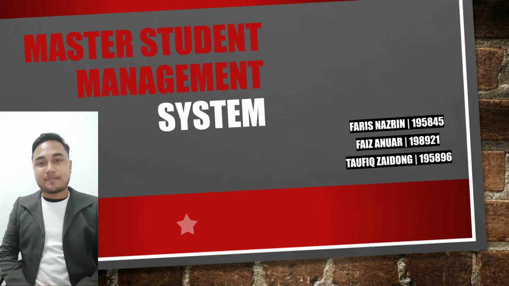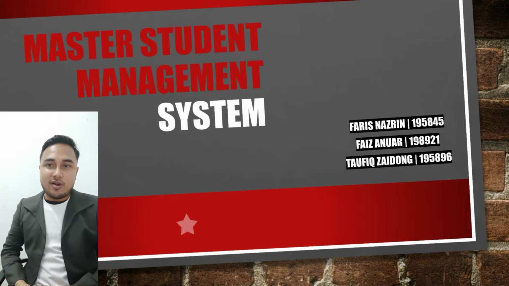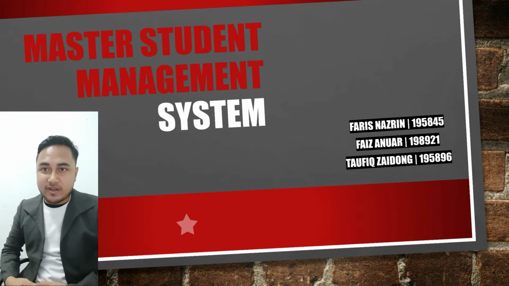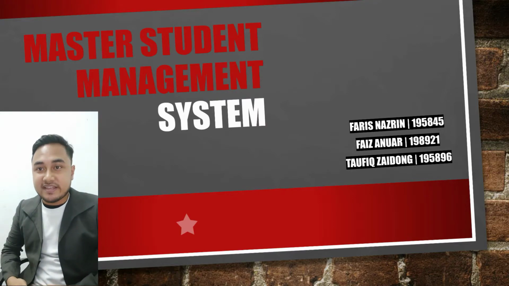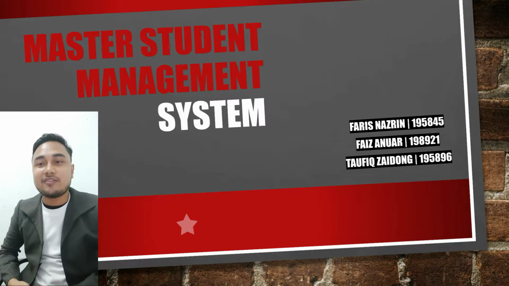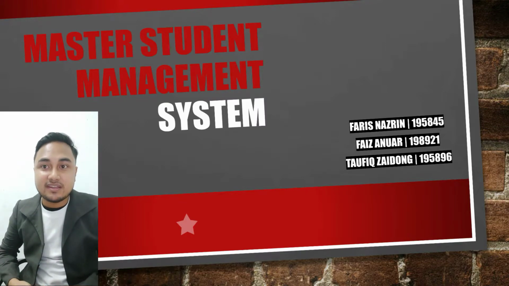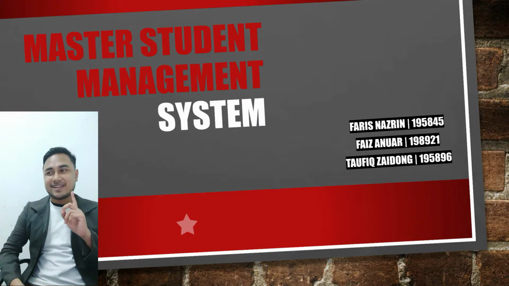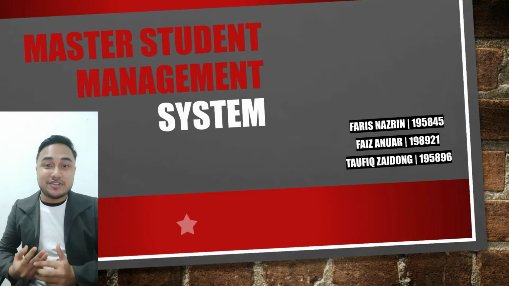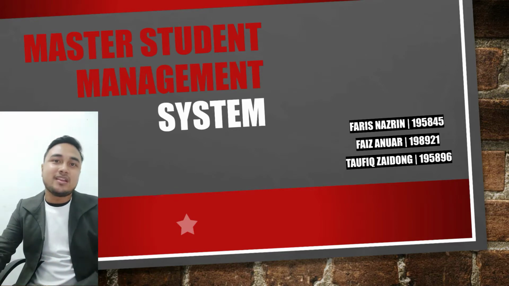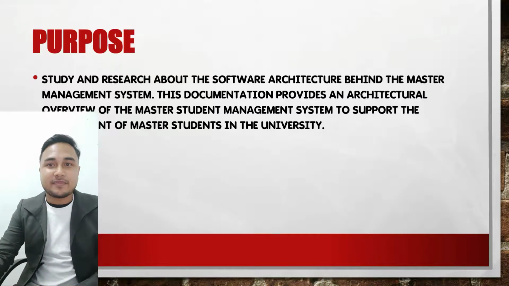Our group consists of me, Muhammad Faris Nazrin, with the matric number of 195845, Faiz Anwar with the matric number 198921, and Taufiq Zaidun, 1958896. Okay, for today we will be presenting about the architecture of Master Student Management, which is our project. So let's get into the next slide.